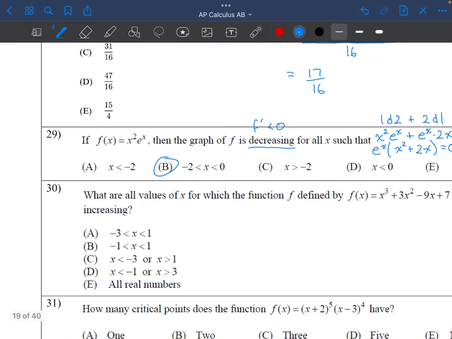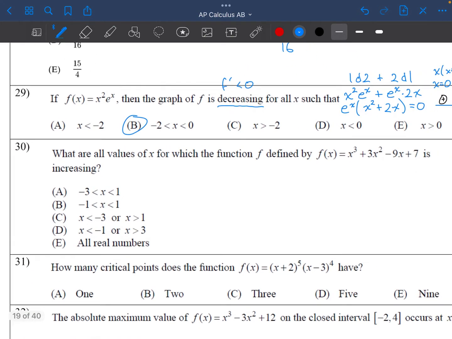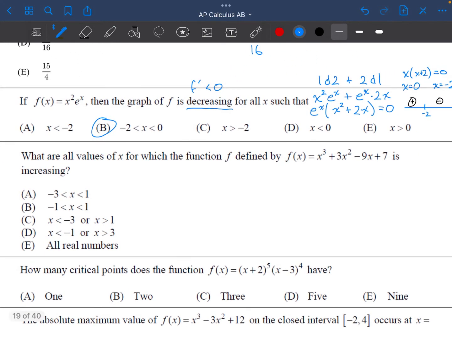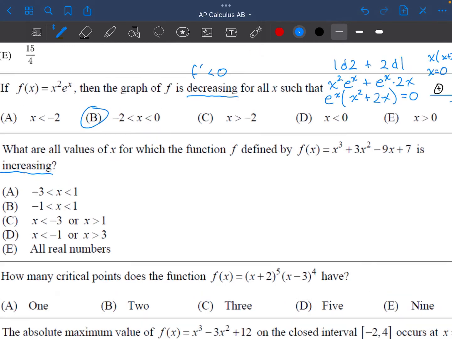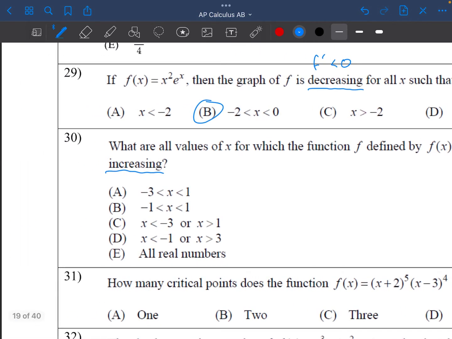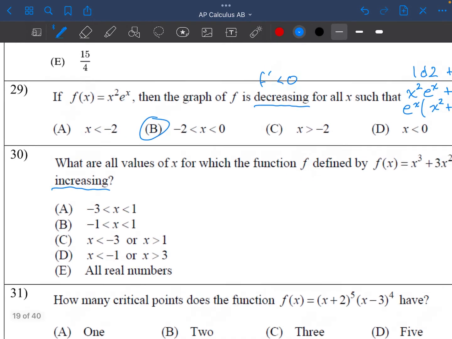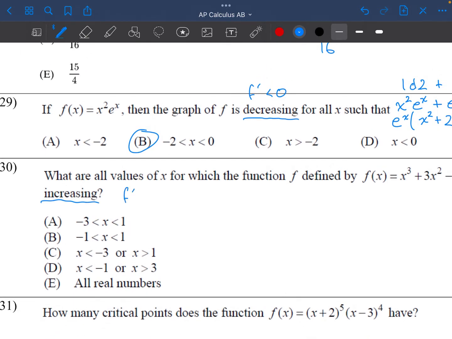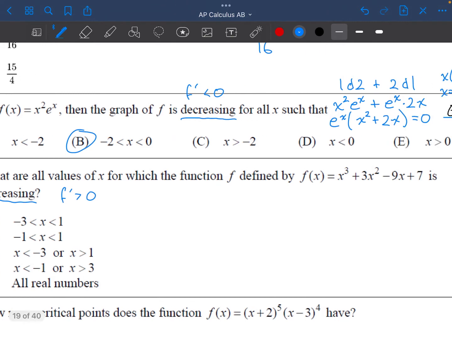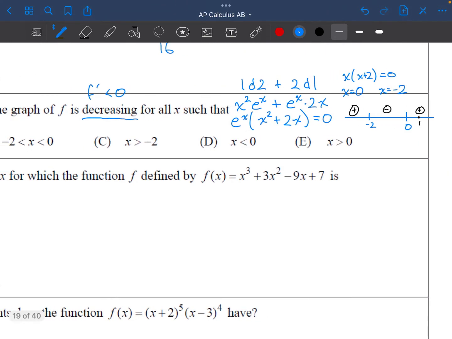All right, number 30. What are all the values where we're increasing? Okay, so increasing deserves a speechy definition. That's where we take the derivative of the thing we're talking about. The thing we're talking about is f. So f prime is the derivative, and that needs to be greater than 0. It needs to be positive values. So first we need to find the derivative, set it equal to 0, and then do the same thing that we did in the last question, but the answer now is going to be all the positive ones instead of all the negative ones, right?